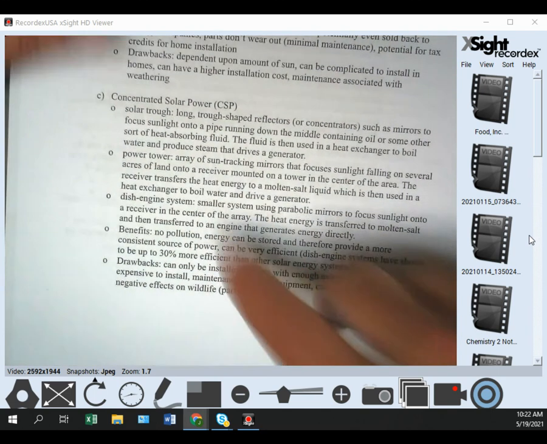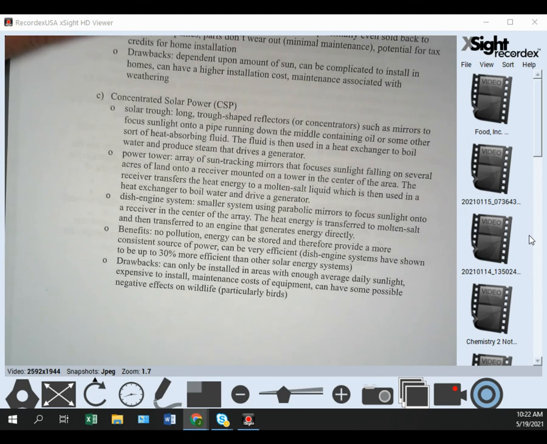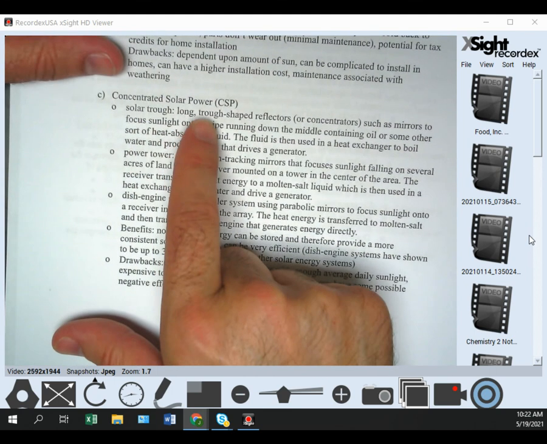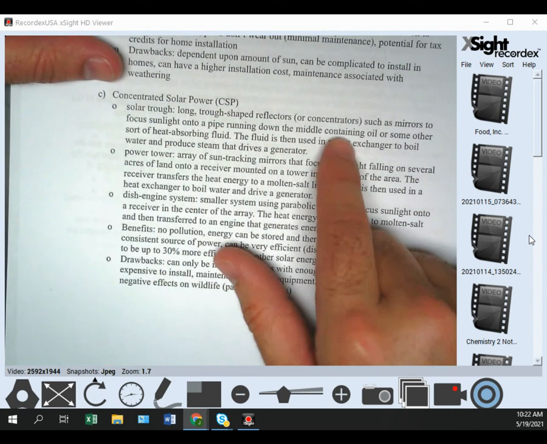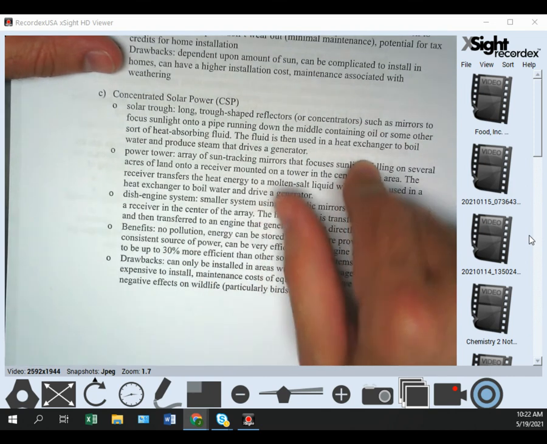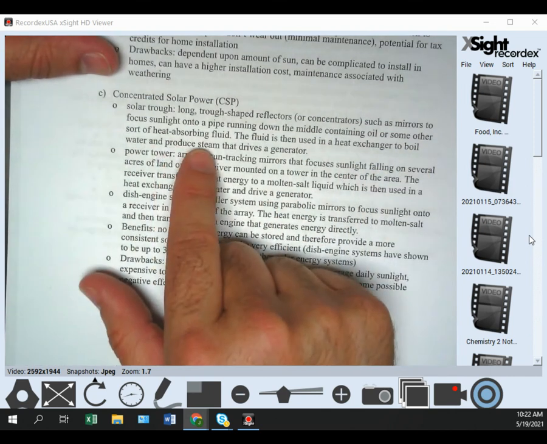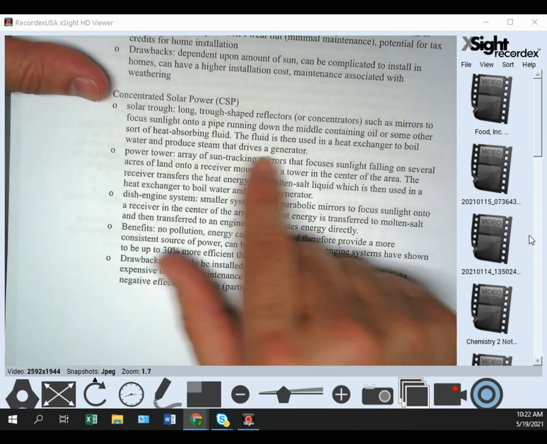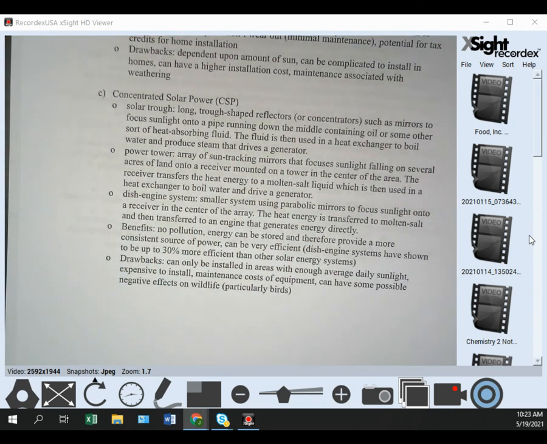Some of them use photovoltaic cells, some of them use heated water. One example is a solar trough, which are long trough-shaped reflectors or concentrators such as mirrors to focus sunlight onto a pipe running down the middle, containing oil or some other heat-absorbing fluid. The fluid is then used in a heat exchanger to boil water and produce steam that drives a generator. They also give us a picture in our book of this, which is kind of cool.